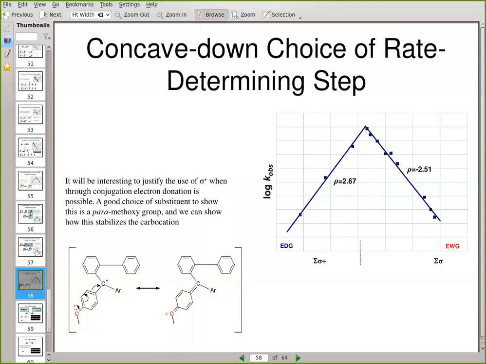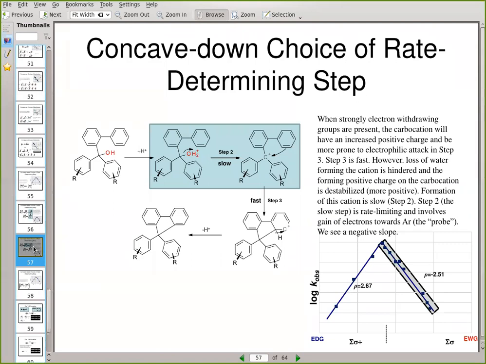Okay, so the question is, do we answer a question like this by saying that with electron donating groups, step 3 is rate limiting, and with electron withdrawing groups, step 2 is rate limiting? So let's go back here. What we say is, yes, with electron donating groups, step 3 is rate limiting, and with electron withdrawing groups, step 2 is rate limiting.